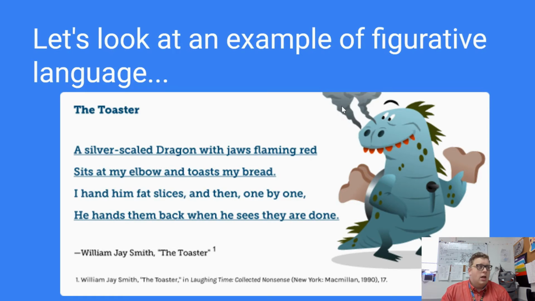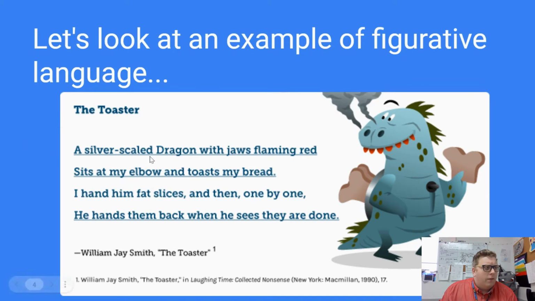The Toaster. A silver-scaled dragon with jaws flaming red sits at my elbow and toasts my bread. I hand him fat slices, and then one by one, he hands them back when he sees they are done.